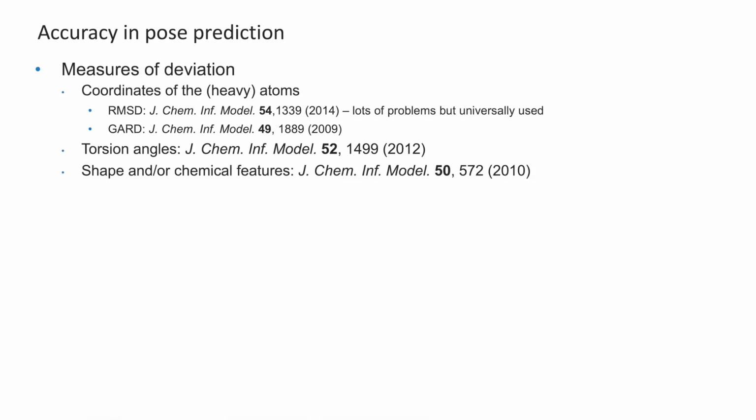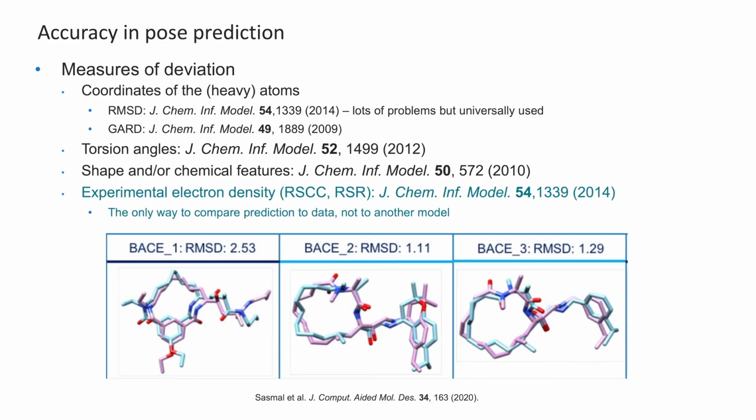So for electron density, that would be something like the real space correlation coefficient, RSCC, or the real space R factor, RSR. It's quite rarely done, but if we were to predict logP or solubility, you would compare directly to the experimental measure, not to some abstracted measure. However, the great majority of docking papers will return something like this: some deviation between the predicted and the experimental pose, here using RMSD, and it's generally considered a community standard. If your RMSD is less than 2, you've done a successful job with posing.